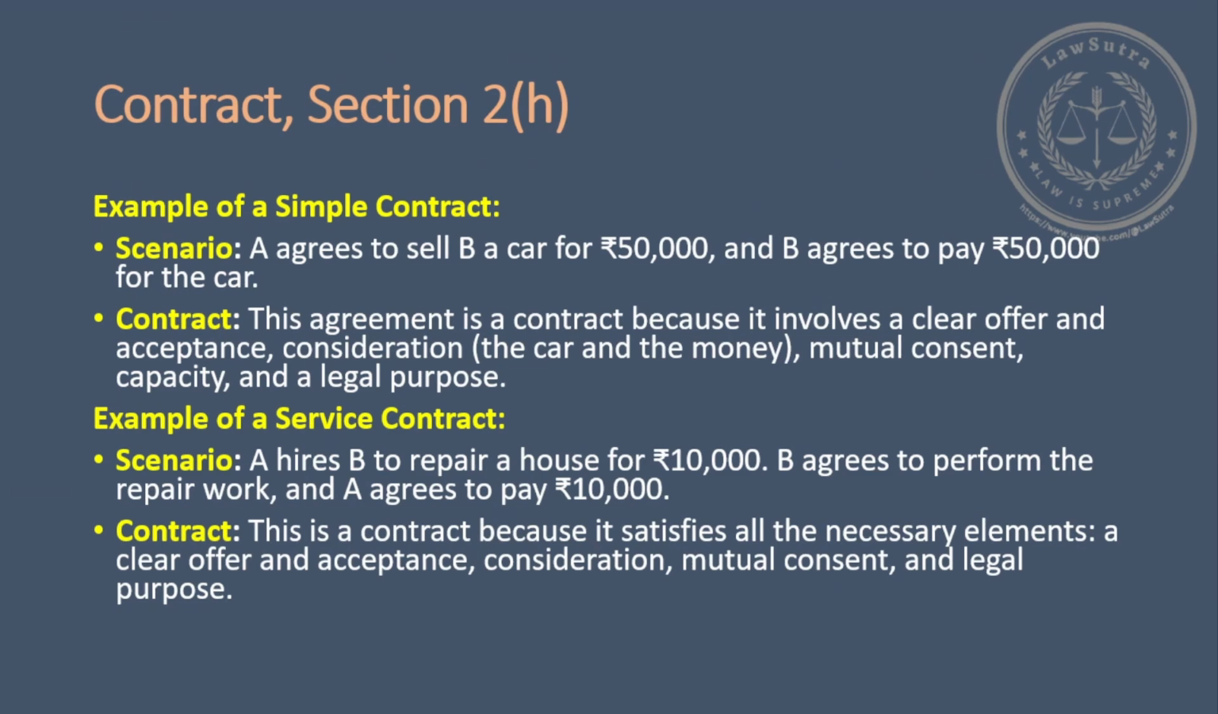Examples of a simple contract. A agrees to sell B a car for 50,000 rupees and B agrees to pay 50,000 rupees for the car. This agreement is a contract because it involves a clear offer and acceptance, consideration (the car and the money), mutual consent, capacity, and a legal purpose.